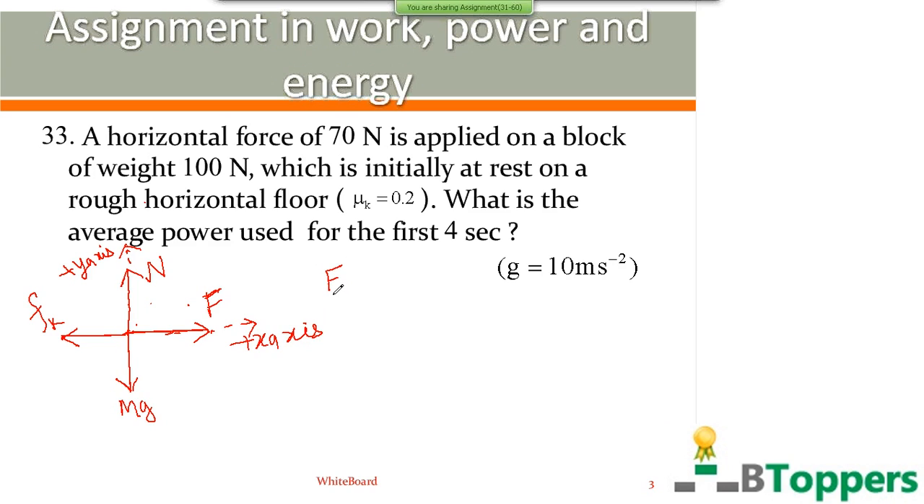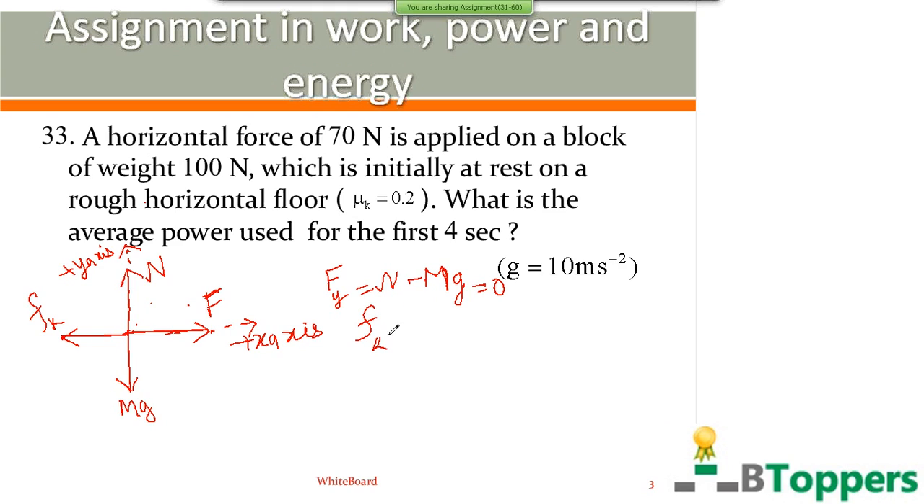So the y component of the resultant force on the block, denoted by Fy, you can write as N minus mg. But here the block has no acceleration in the vertical direction. So the y component of acceleration is 0, and the y component of resultant force is 0. So the magnitude of the normal reaction of the block is the same as the weight mg of the block.